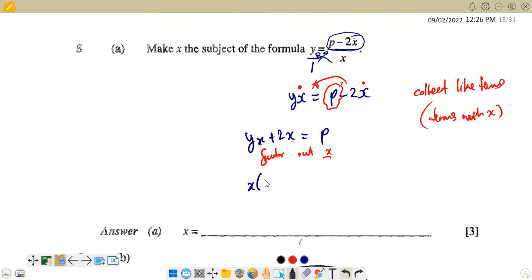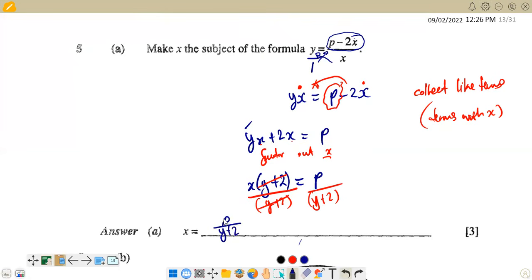So if I factor out x like this, I'm going to be left with y here because it's yx divided by x, that's y, plus 2x divided by x, that's a 2, and equate this to p. So what am I going to do to remain with x? Divide by the bracket of y plus 2 both sides. So this can cancel here. I'll be left with x, which is equivalent to p over y plus 2.